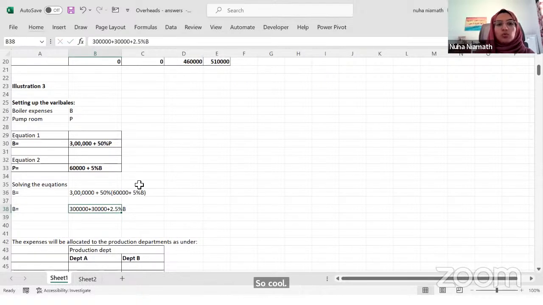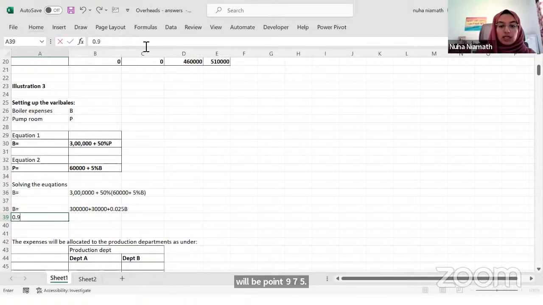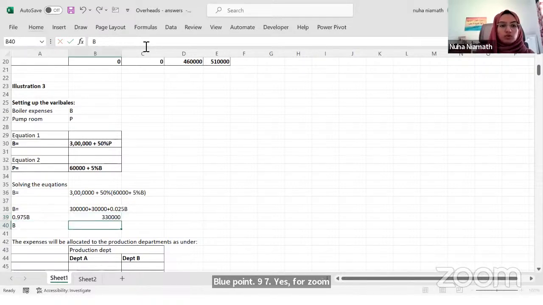Correct. So 2.5% is nothing but 0.025. So if you bring the 0.025, that's 1 minus 0.025, which will be 0.975. 0.975B is equal to 3,30,000. So B should be equal to 3,30,000 divided by 0.975.